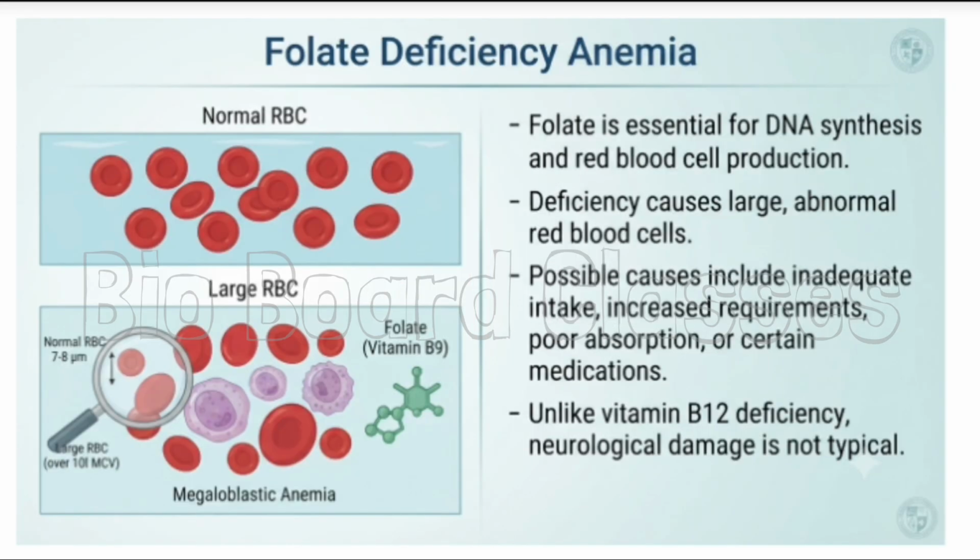Folate deficiency anemia is another type of megaloblastic anemia. Folate, also known as vitamin B9, is necessary for DNA synthesis and normal red blood cell production. A deficiency can occur due to inadequate dietary intake, increased requirements, or poor absorption or the use of certain medications. Like vitamin B12 deficiency, folate deficiency produces large abnormal RBCs. However, unlike vitamin B12 deficiency, folate deficiency does not typically cause the same type of neurological damage. Treatment involves correcting the underlying cause and replacing folate when appropriate.